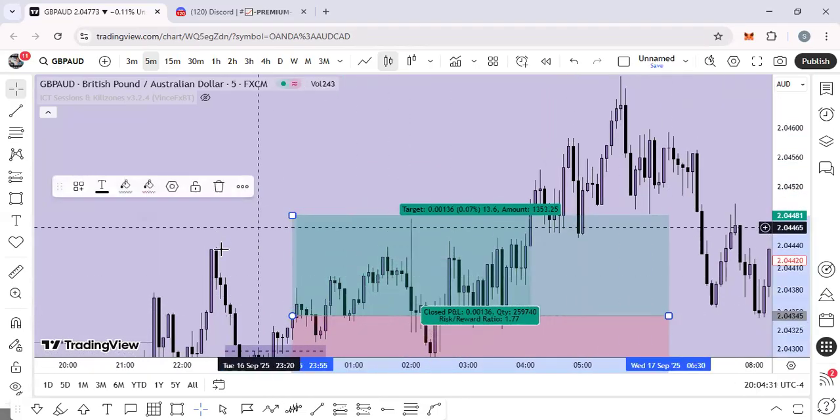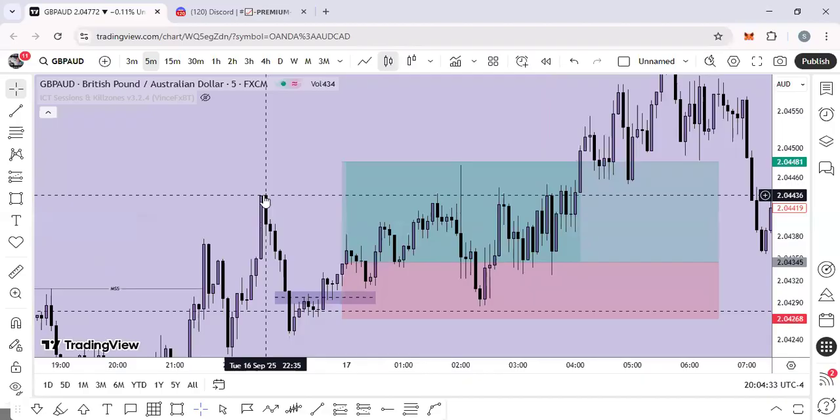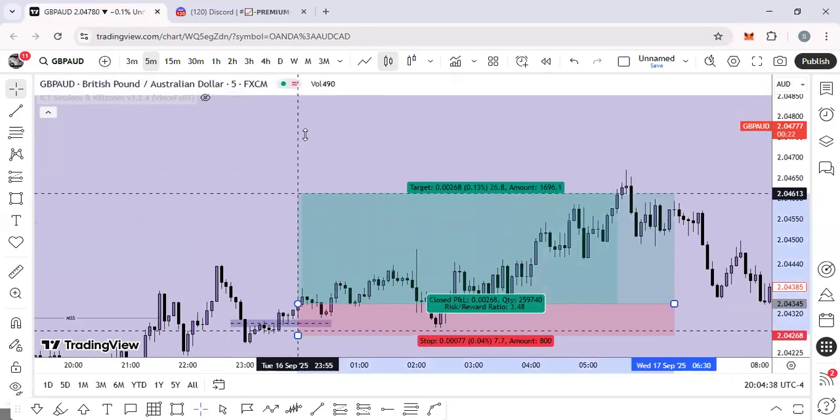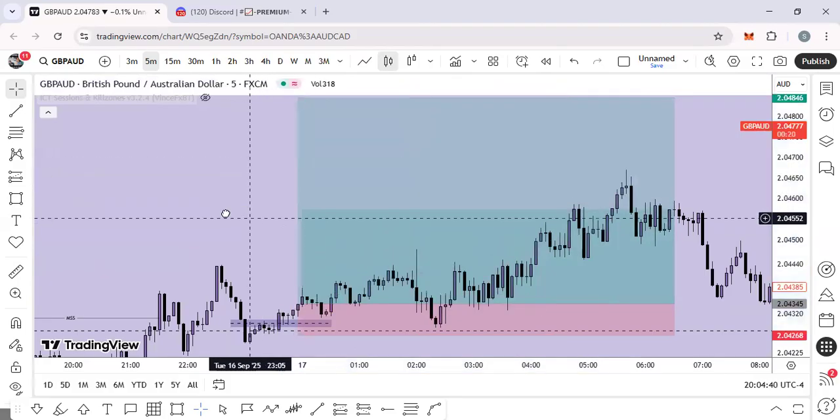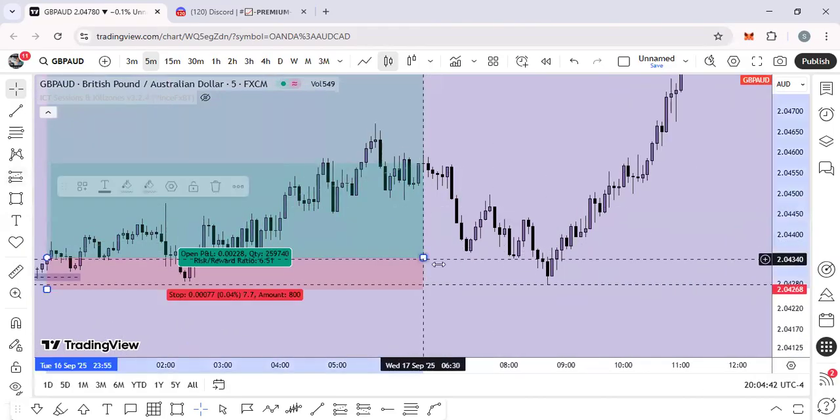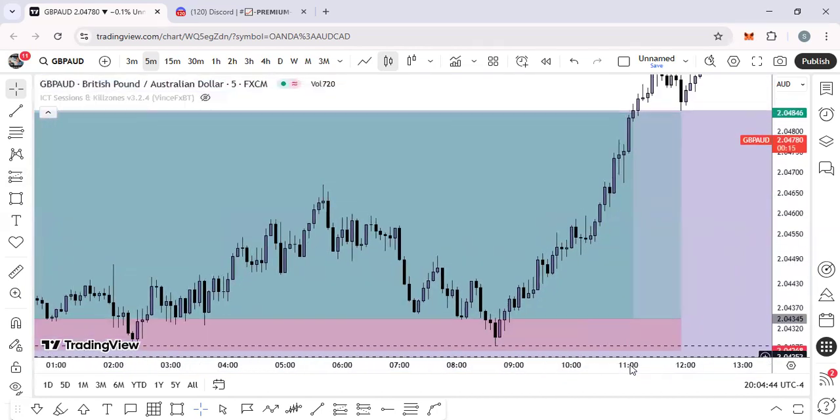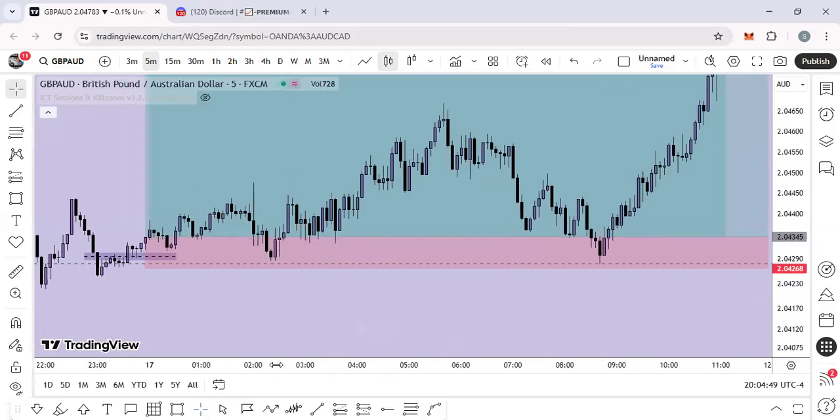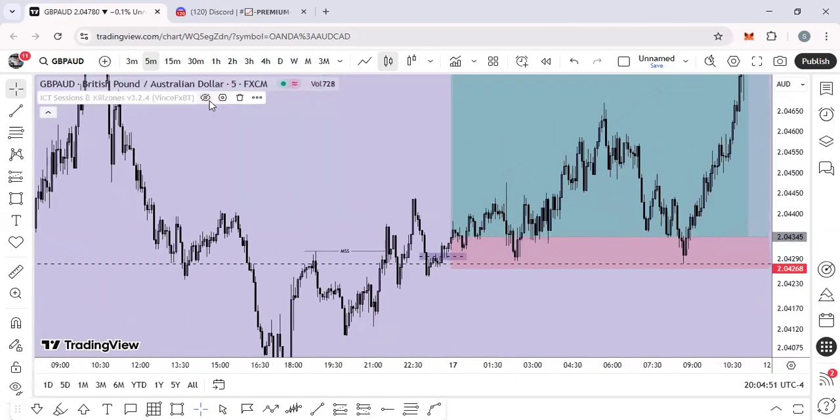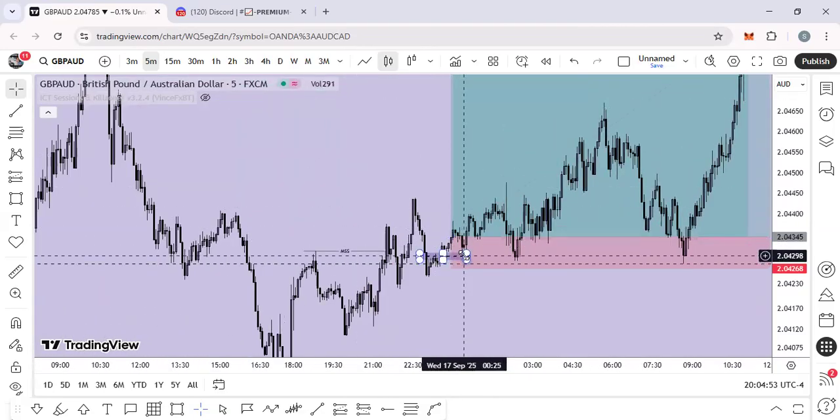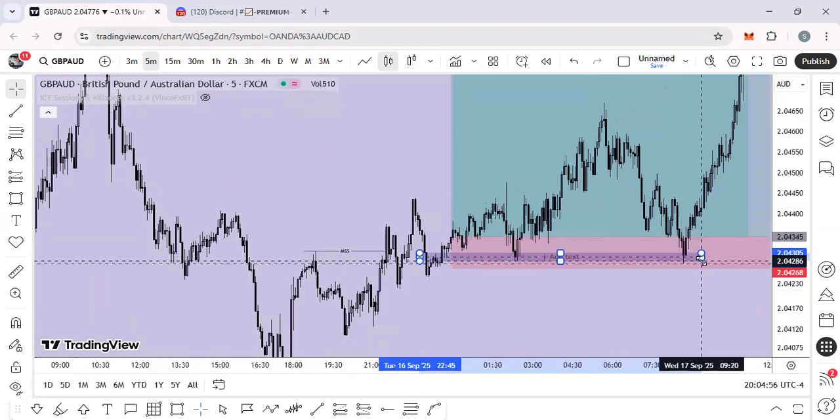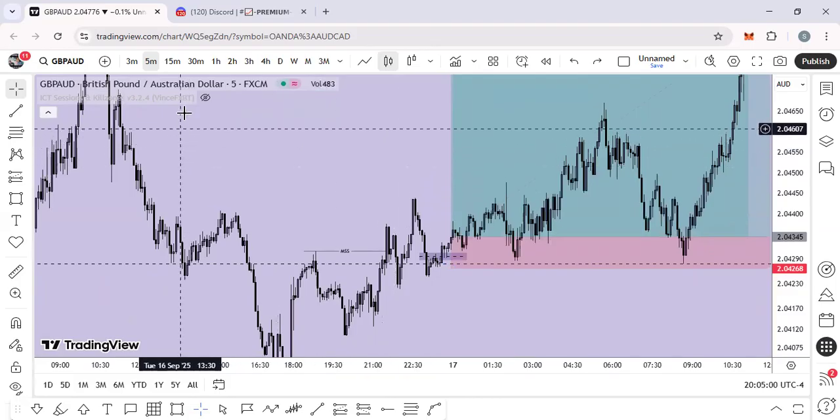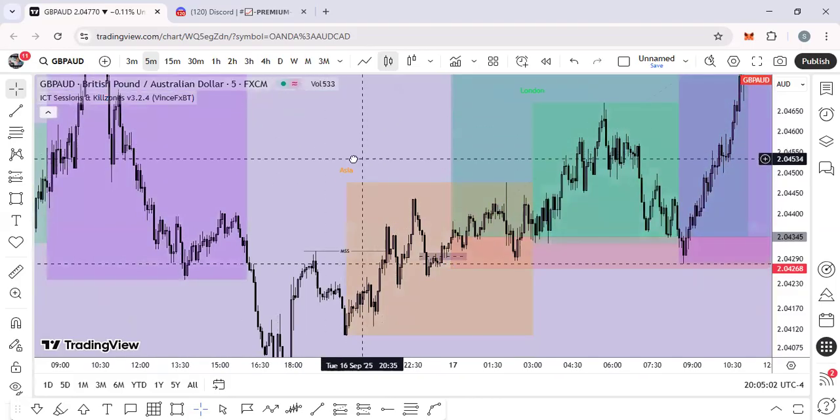Then this would have been TP1, this high right here, if you had partials to be taken. It took some time. It took 11 hours, but it hit TP. This could have been a second entry. It came back to the inversion fair value gap, so it would have been classified as a reclaimed inversion fair value gap.